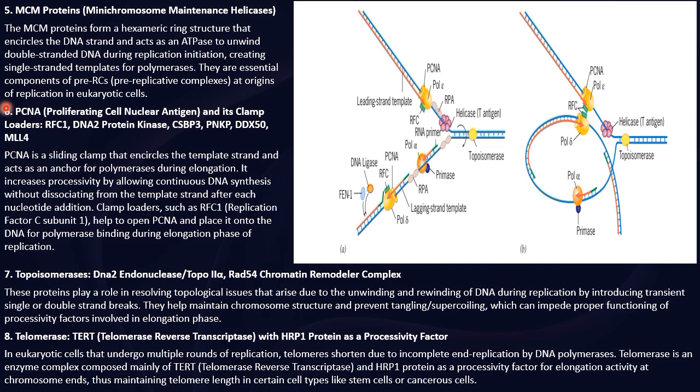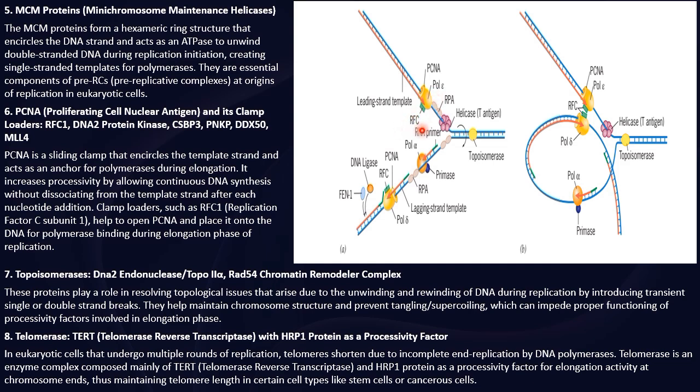The next one is PCNA, that is the beta clamp, and its different clamp loaders. Some of them are RFC1, DNA2, protein kinase, CSBF, BPC, PNKP, etc. Where PCNA is a sliding clamp that encircles the template strand and acts as an anchor for polymerase during elongation. As you can see in this image, this is the PCNA and this is the polymerase enzyme, here the polymerase epsilon.